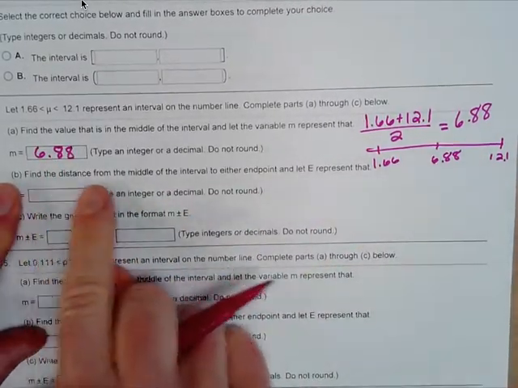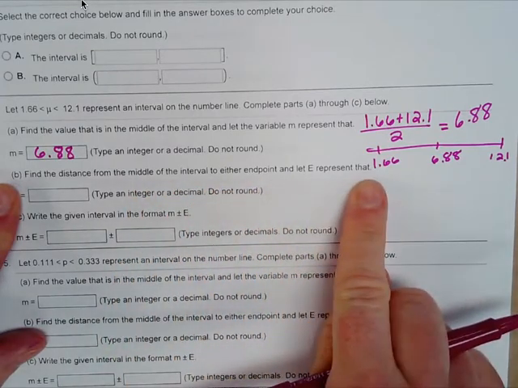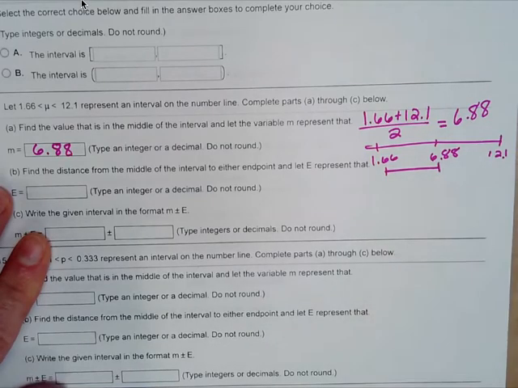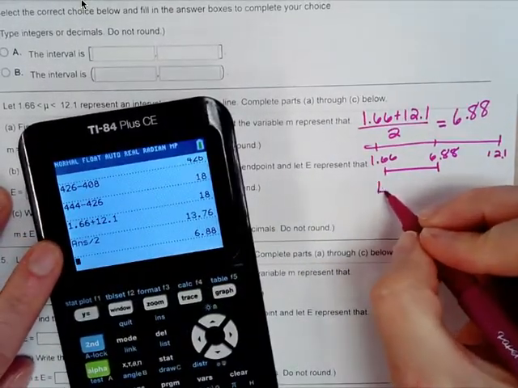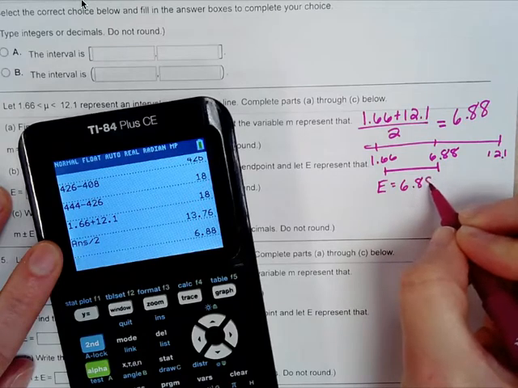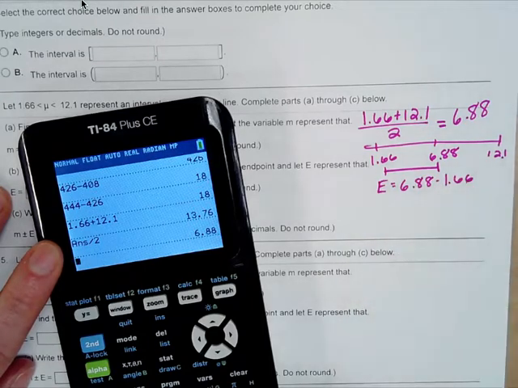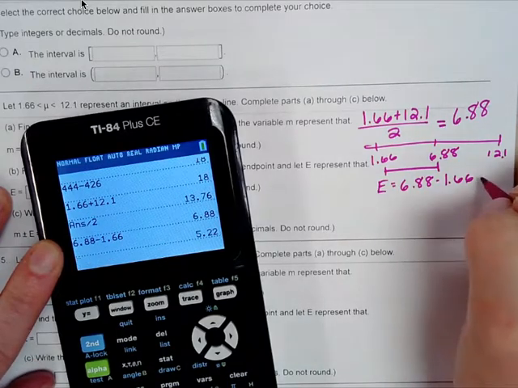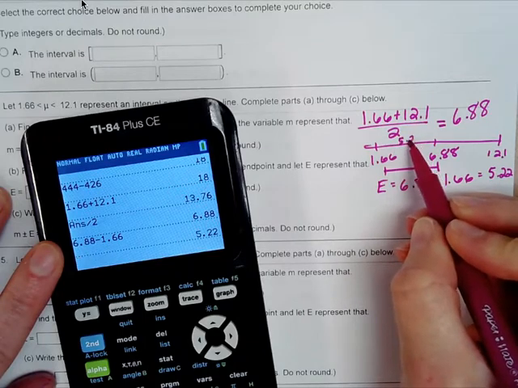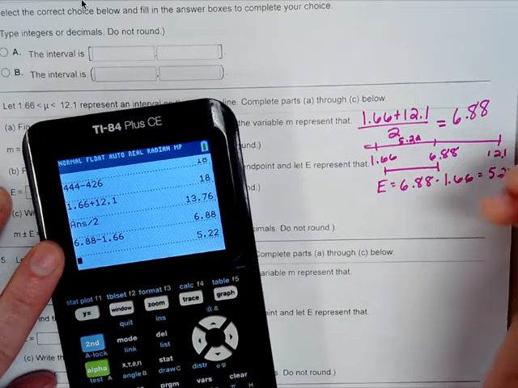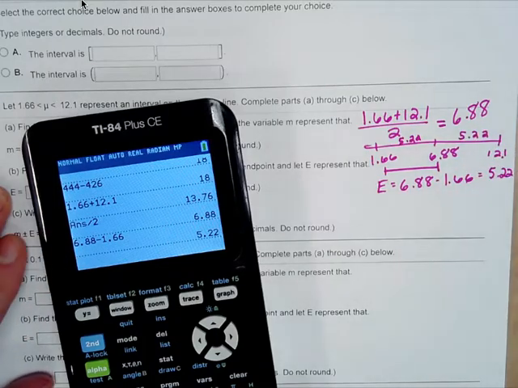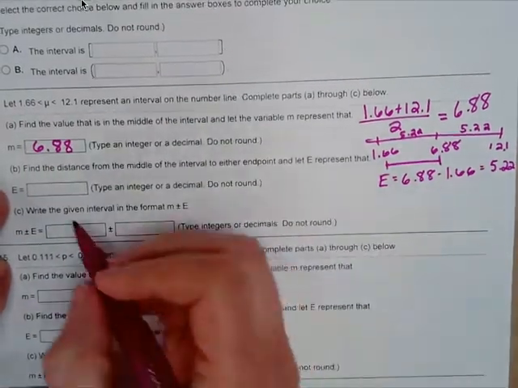It says find the distance from the middle of the interval to either endpoint and let e represent that. So you're finding how far away they are. So you need to subtract them. E is going to be found by doing 6.88 minus 1.66, so 5.22. And if this is 5.22 because this is in the middle, the upper portion is also 5.22. So they're calling that E.